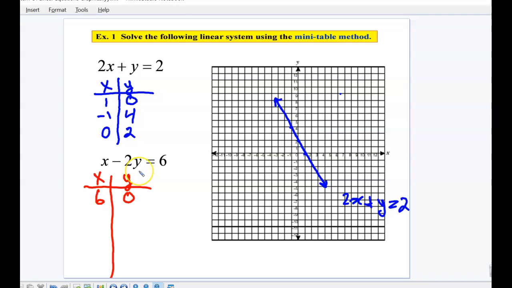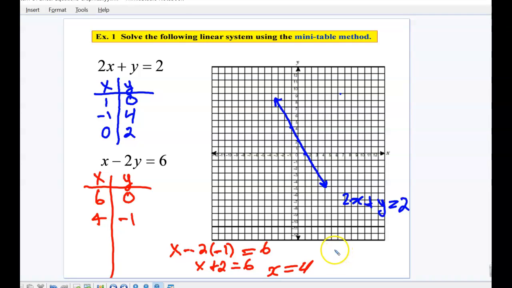If I let y equal negative 1, I'm going to get x minus 2 times negative 1 is equal to 6. So I get x plus 2 is equal to 6, and x will be 4. So when y is negative 1, x is 4.